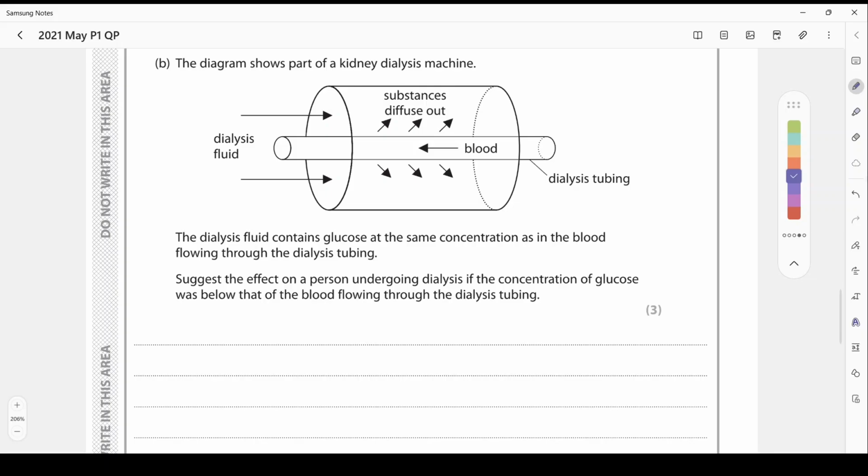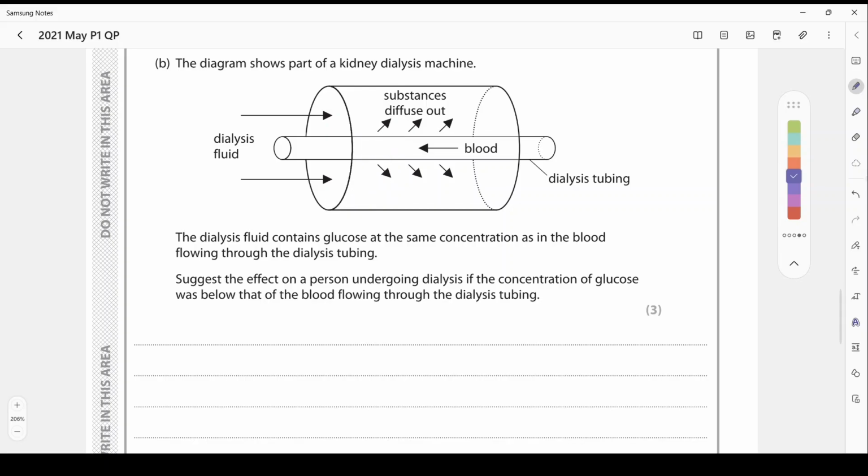The diagram shows part of a kidney dialysis machine. A dialysis machine is what patients that have kidney problems use in order to filter their blood, because if their kidneys aren't working as well, urea can build up in their blood and that wouldn't be good for their body. The dialysis fluid contains glucose at the same concentration as the blood flowing through the dialysis tubing. So the amount of glucose inside the blood is the same as the concentration in the dialysis fluid.